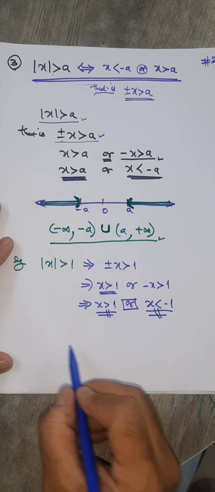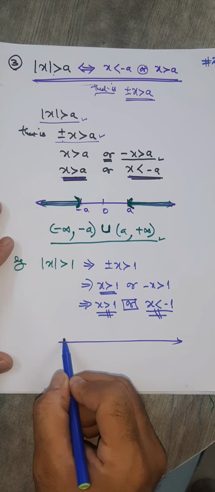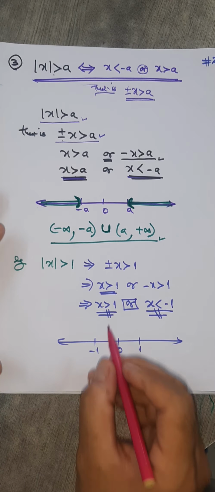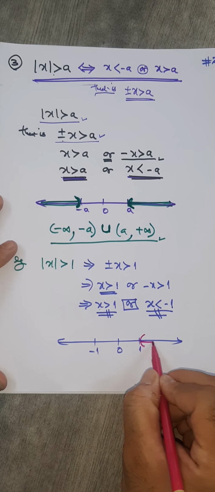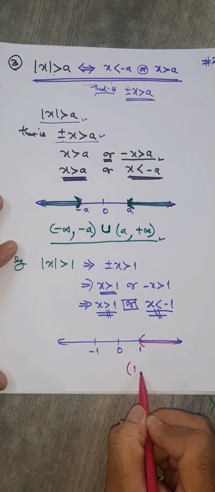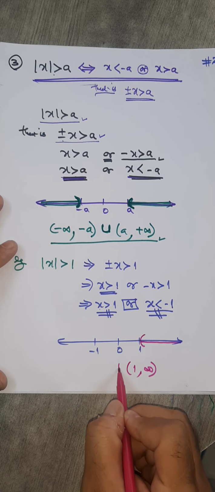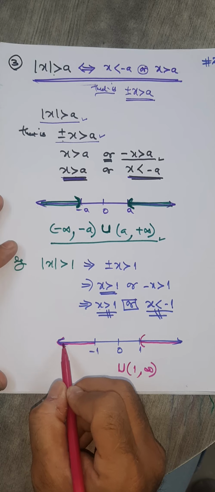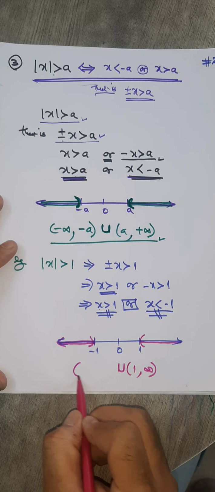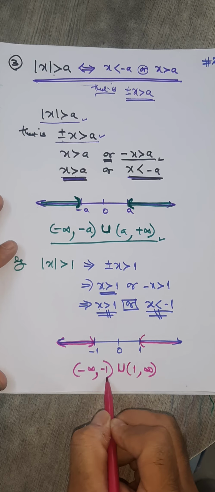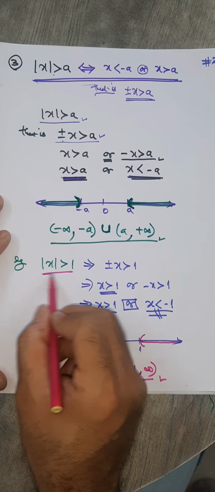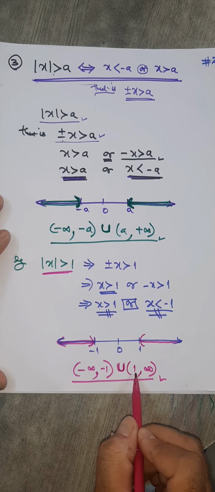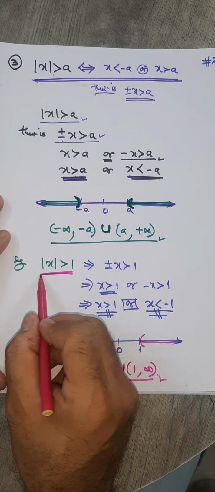So if I just look at it here on a line, this is 0, this is minus 1 and this is 1. So x is more than 1. So from 1 to infinity. Union x less than minus 1. So this portion. So minus infinity to minus 1. This is the solution of the above inequality. Every number from minus infinity to minus 1 or from 1 to infinity satisfies this inequality.